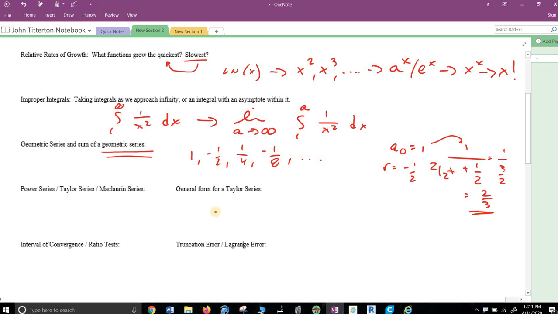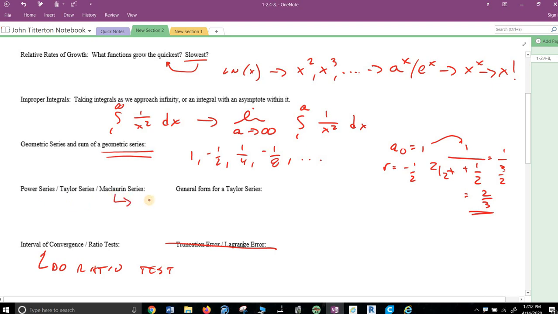Now, general form for a Taylor series is the one that keeps popping up. You don't need these this year. Interval of convergence, do the ratio test. If they ask for the radius or the interval of convergence, do ratio test. I may have a problem on that right now, but if not, you'll see one soon.